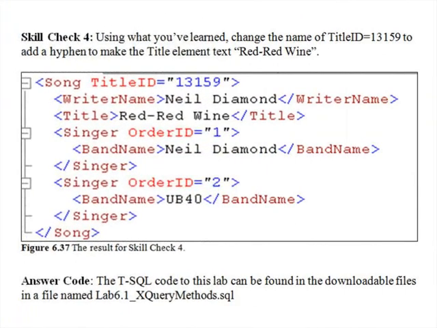Skill Check 4. Using what you've learned, change the name of title 13159 to add a hyphen to make the title element red-red wine.